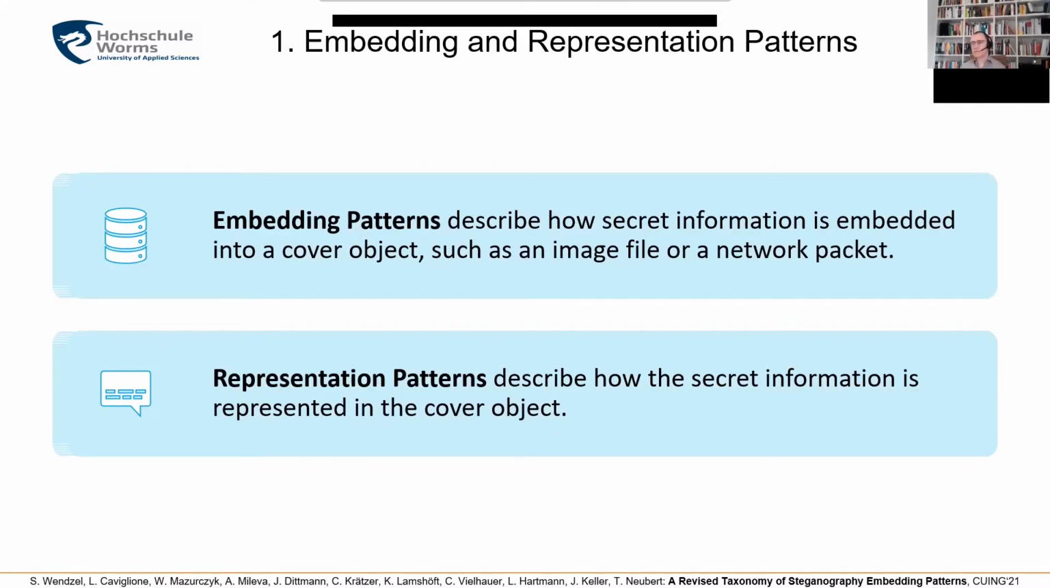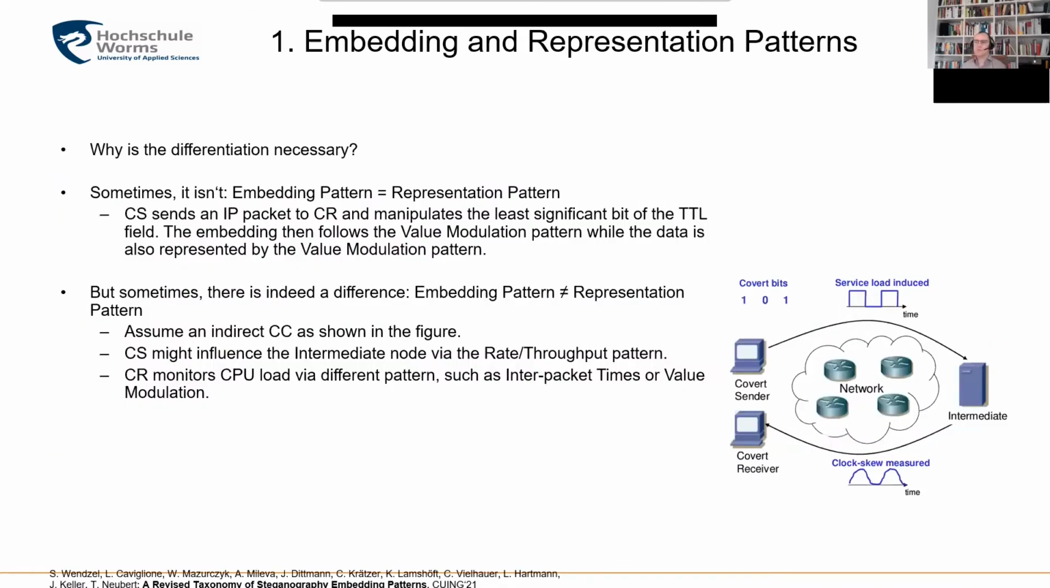And the embedding patterns describe how secret information is in fact embedded into the cover objects, such as a file, image file, audio file, or network packet. And the representation patterns describe how the secret information is then represented in that object. And in fact, both can differ. So while in many cases it's the same, for instance, if you just modify the least significant bit of a protocol header field, then you apply and read out the same information from the same location with the same methods. But especially for indirect patterns, this can be different.